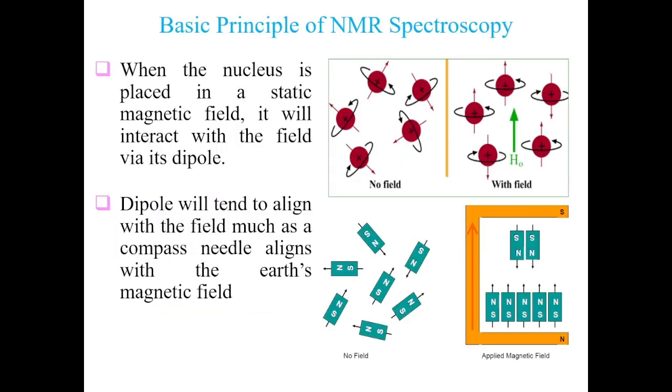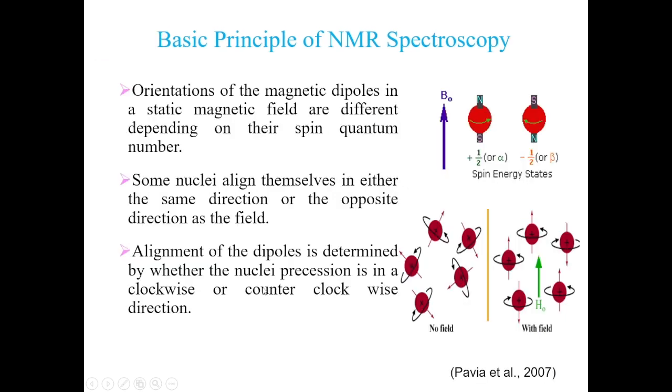The basic principle I told you: when a nucleus is placed in a static magnetic field, it interacts with the field via its dipole, and the dipole tends to align with the field, just as a compass needle aligns with the earth's magnetic field. There are two orientations: either the alpha spin state or the negative, beta spin state. The orientation of the magnetic dipoles in a static magnetic field differs depending on their spin quantum number.